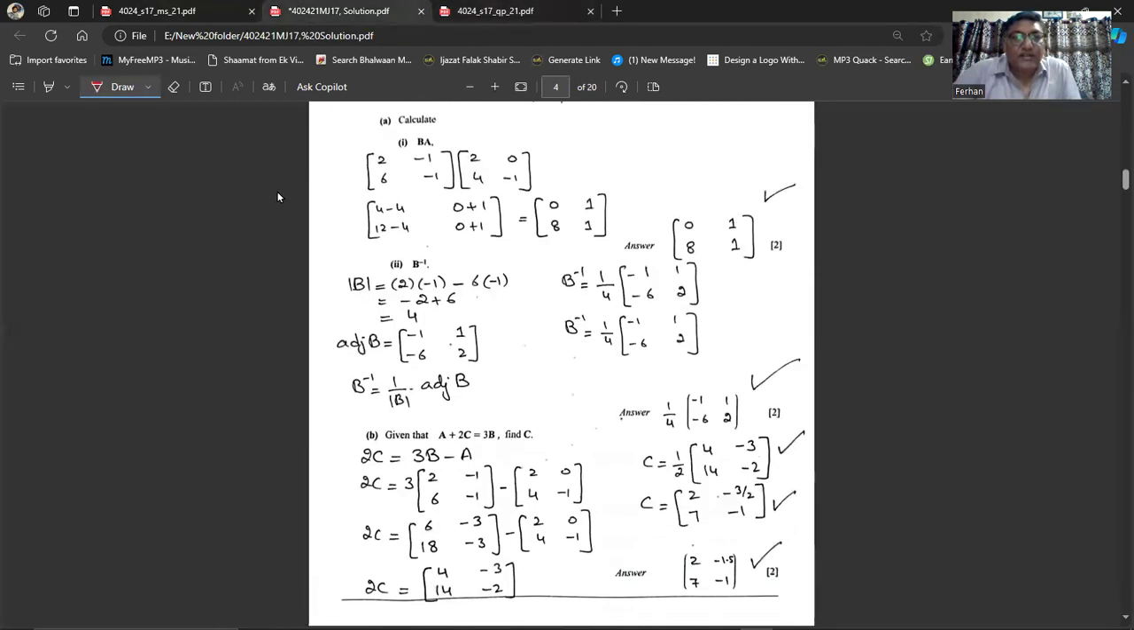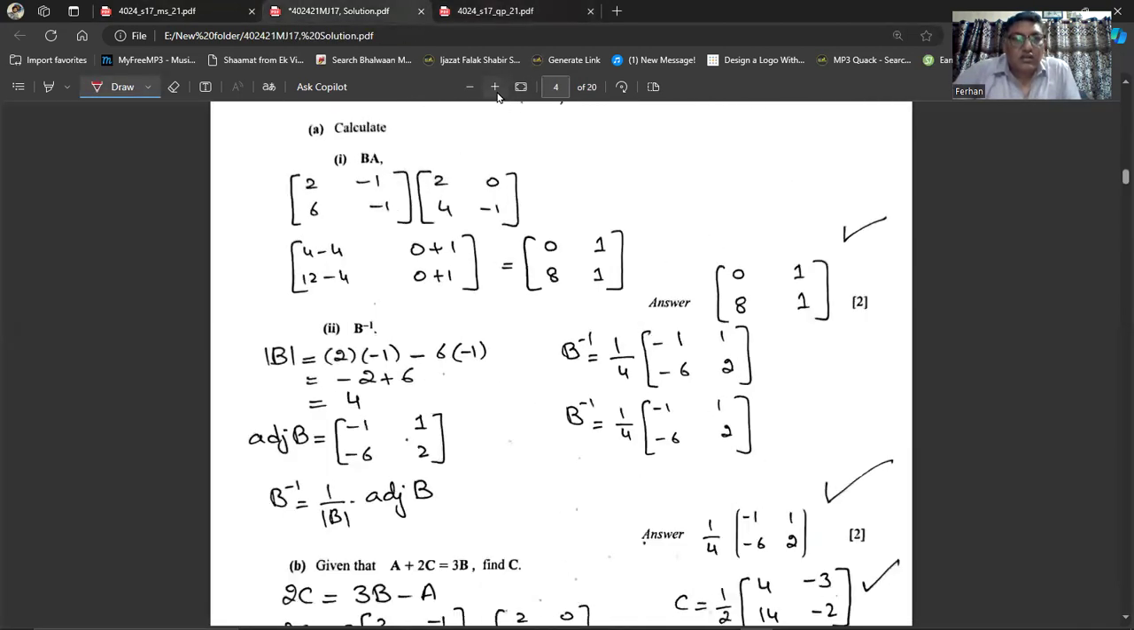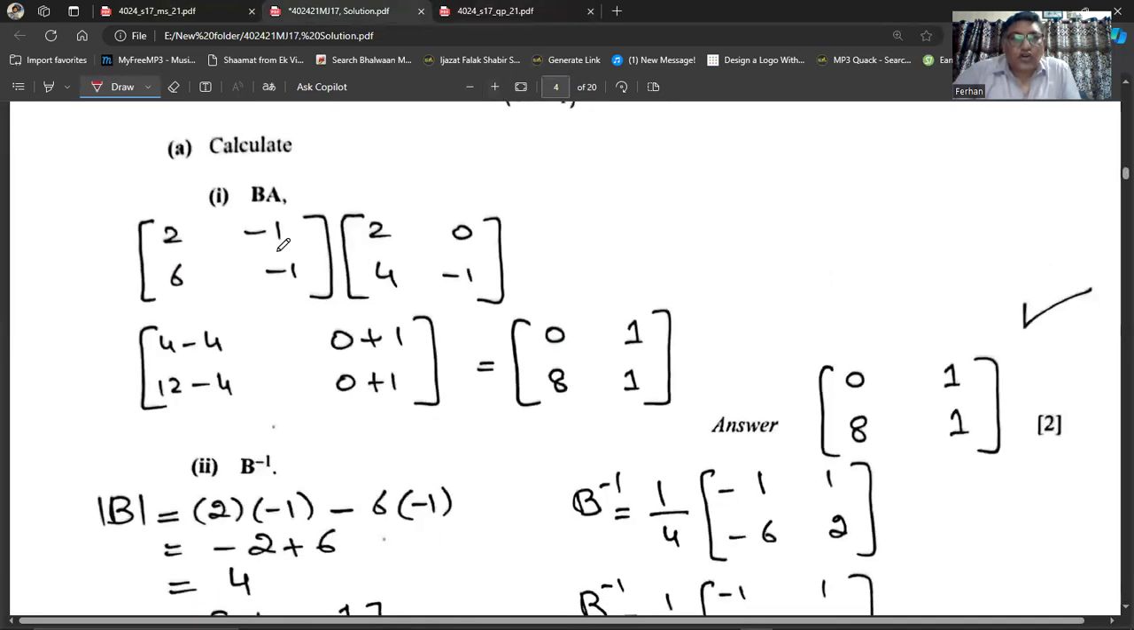So very simple. From here, I will take rows. From here, I will take columns. So 2 2s are 4. Minus 1 multiply 4 is minus 4. So 4 minus 4. Then this first row will multiply with the second column. 2 zeros are 0. Minus 1 multiply with minus 1 is plus 1. Now this second row will multiply with the first column. Then it will multiply with the second column.